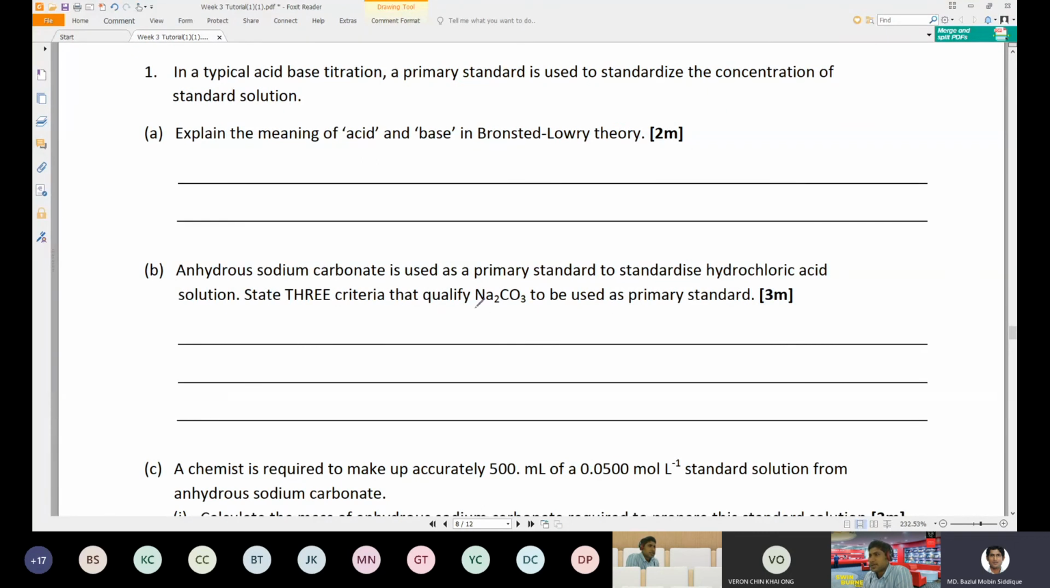He says state 3 criteria, right? Any question?